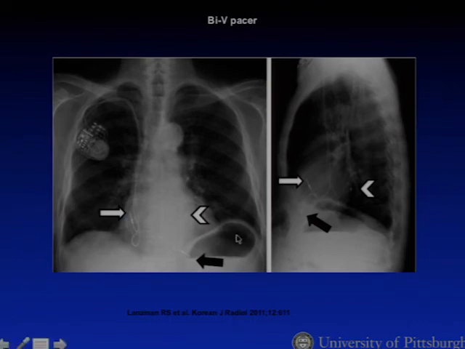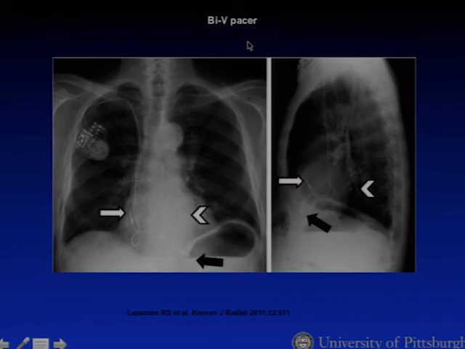Often a lateral film is also helpful. In this example, on the PA projection, you can see a lead here in the right atrial appendage, apex of the right ventricle down here, and then in the lateral view, posteriorly in the coronary sinus, is the LV lead. So this would be an example of a biventricular pacer.